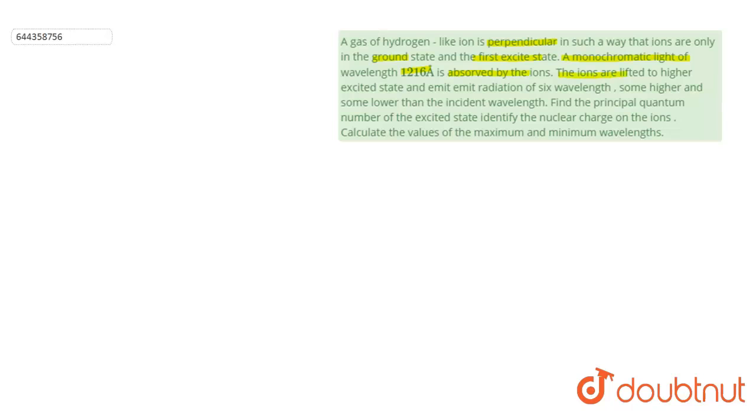The ions are lifted to a higher excited state and emit radiation of 6 wavelengths, some higher and some lower than the incident wavelength. Find the principal quantum number of the excited state and then identify the nuclear charge on the ions. Calculate the value of the maximum and the minimum wavelength.